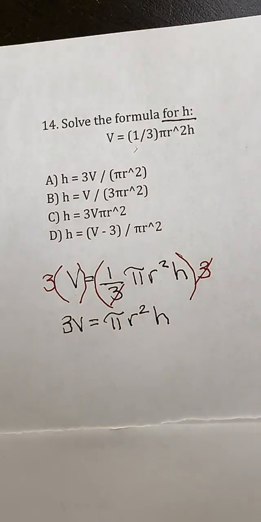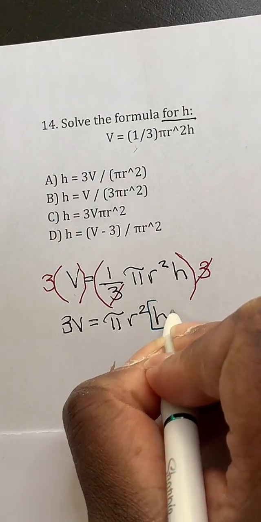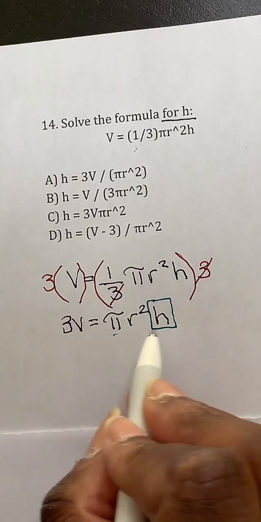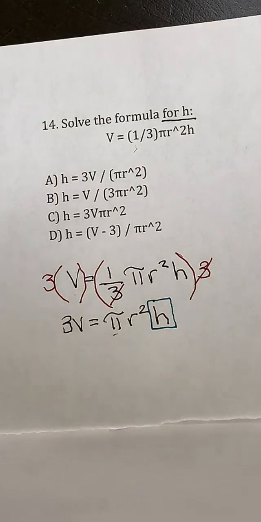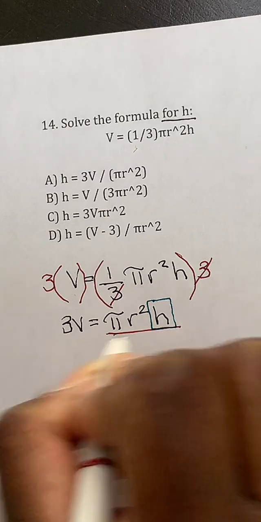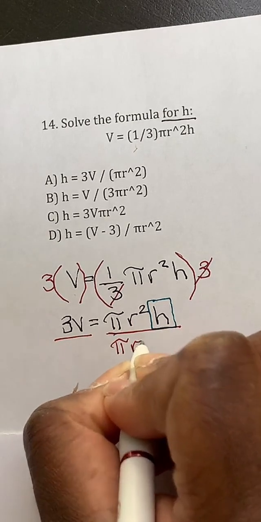And you're probably saying to yourself, oh man, we got lots to do. But remember, the goal is getting h by itself. All of this is nothing but multiplication. The inverse of multiplication is division. So why not divide both sides by pi r squared?